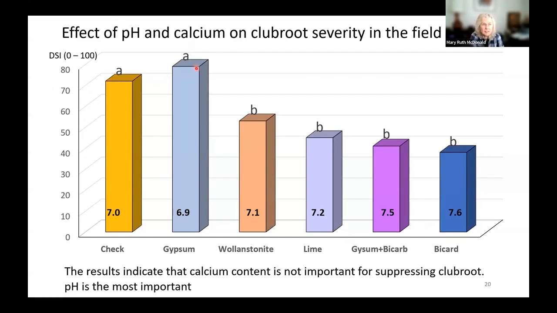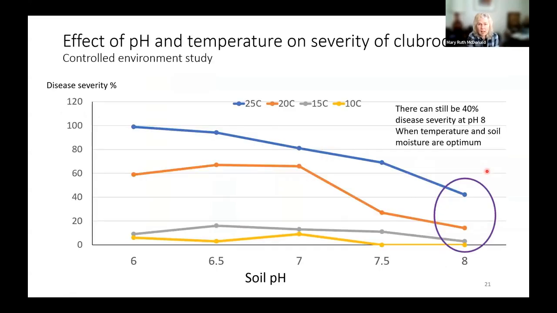The gypsum by itself, just calcium without affecting pH, had no effect. The other products that did affect pH, whether they involve calcium or not, did decrease disease. But you'll notice that it's not 100% reduction. It's more of a 40 to 50% reduction in the severity of clubroot that develops. And we've seen this in other trials as well.